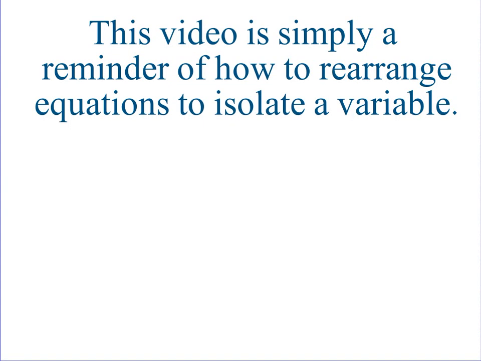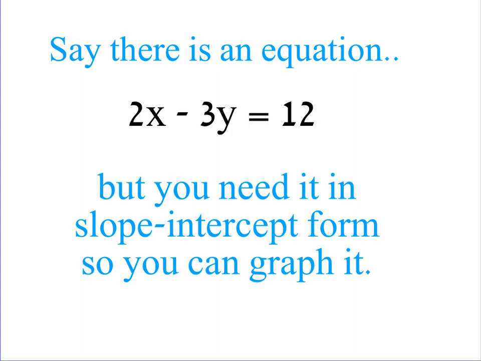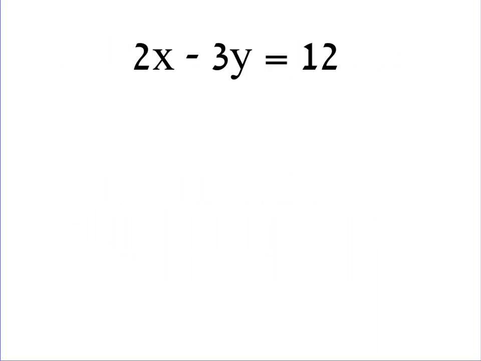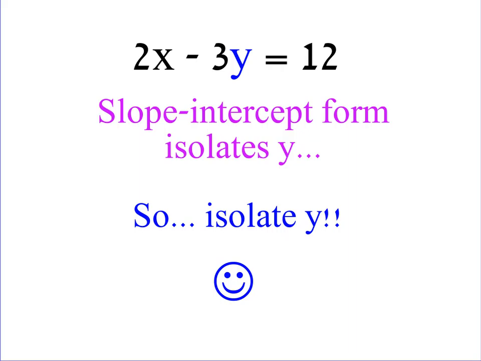This video is simply a reminder of how to rearrange equations to isolate a variable. You already know how. This is just going to hopefully jog your memory so you can apply it to slope-intercept form. So say we have an equation 2x minus 3y equals 12. But you need it in slope-intercept form so it can be graphed. We're going to take that 2x minus 3y equals 12. Slope-intercept form isolates y, so let's isolate y.